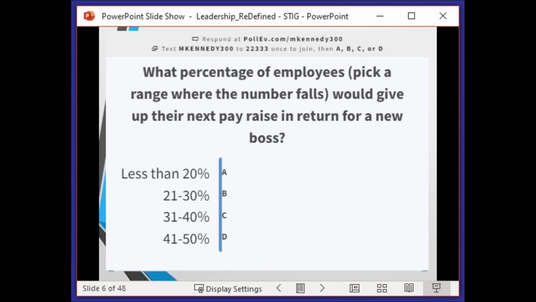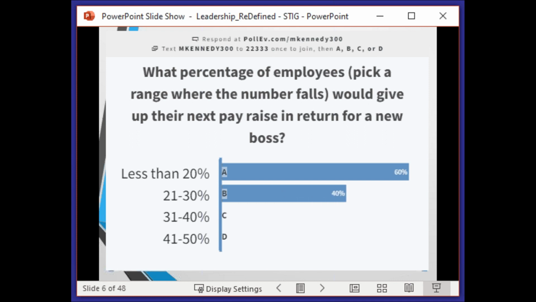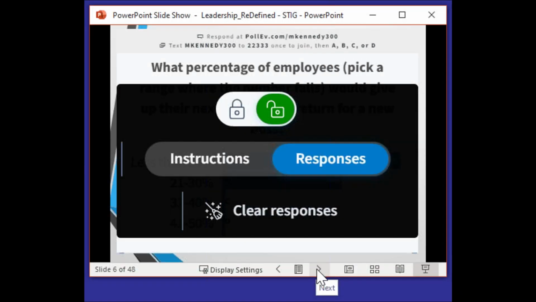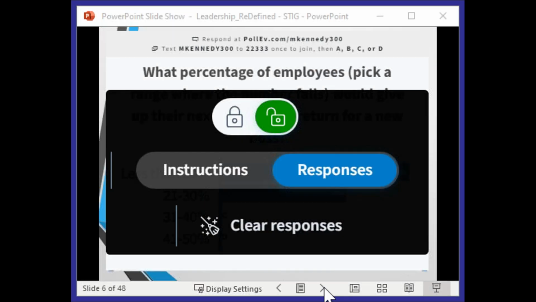What percentage of employees would give up their next pay raise to have a new boss? Wow, that's a pretty strident question there, and so I guess that one's just no. We can't get on board with that one. It's got to be down in the lower half, right? So we've got most people picking under 30% and the majority going less than 20. So understandably, I'm getting the impression that we've got a number of managers here in the virtual room.